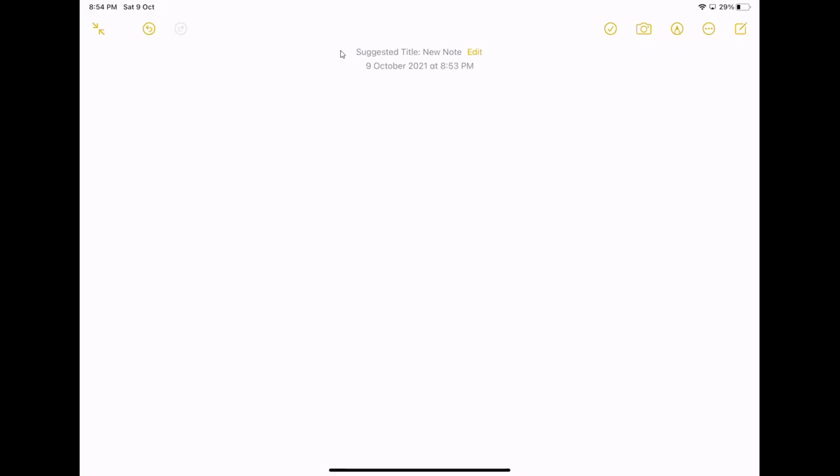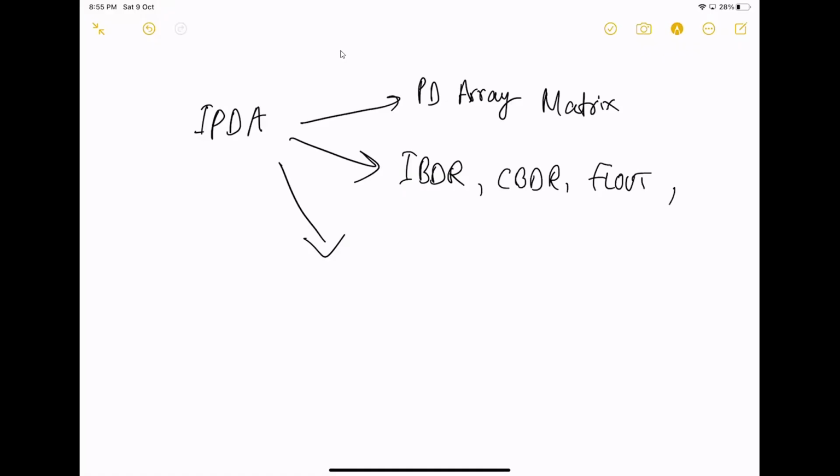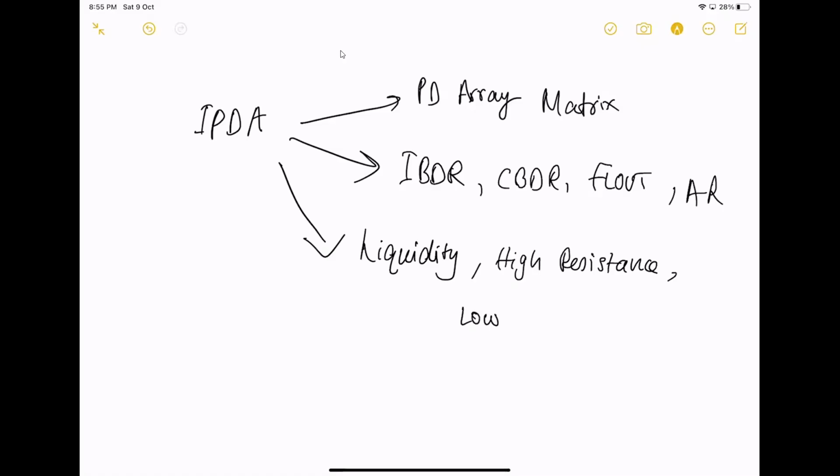So when it comes to IPDA, we have so many things. We have the PD array, the PD array matrix. Then with the PD array matrix, we have stuff like interbank dealing range, CBDR, flout, and the Asian range. Then we have liquidity: high resistance liquidity, and also low resistance liquidity. All of that is IPDA.